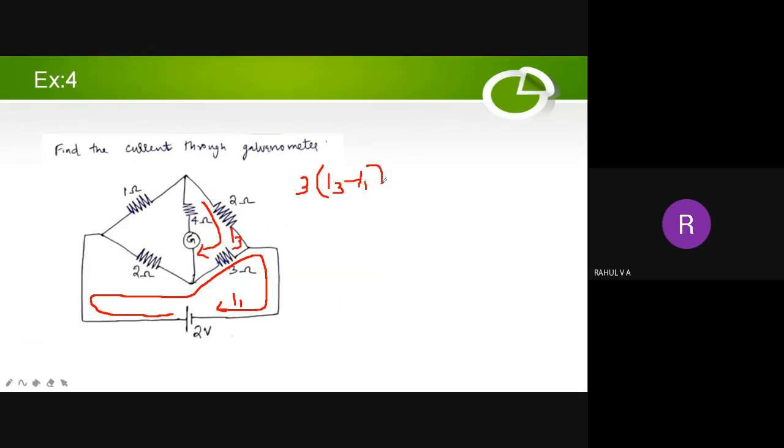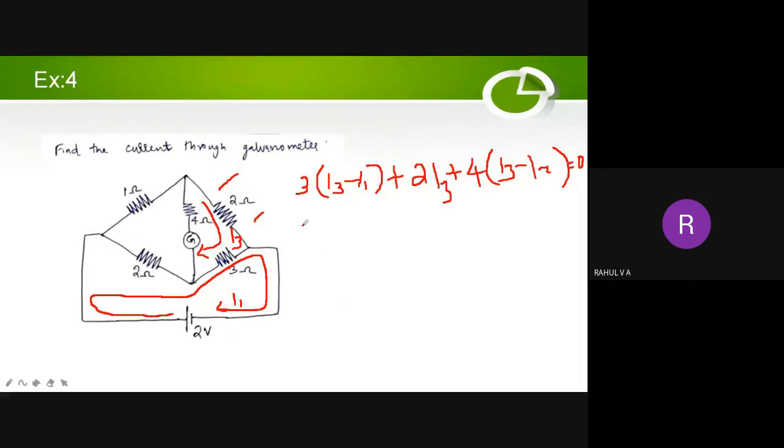Okay, plus the next one, 2 into I3, plus 4 into I3 minus I2. Correct, that is all. Equal to 0.